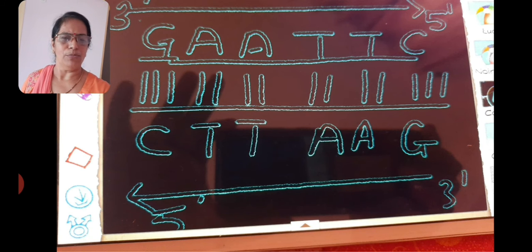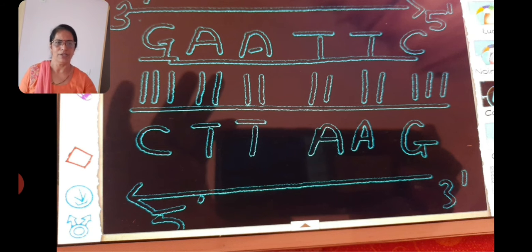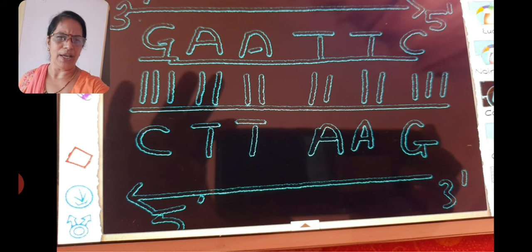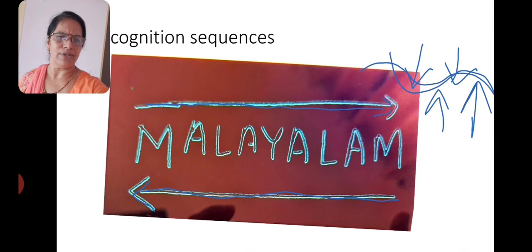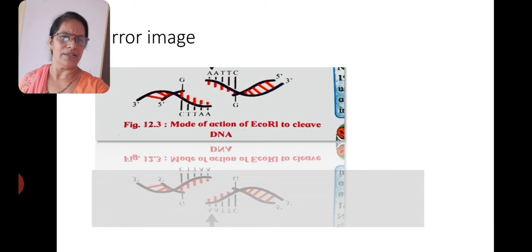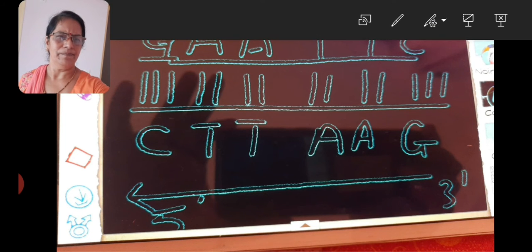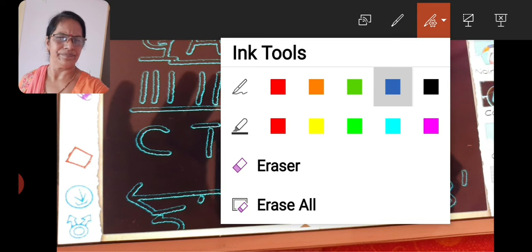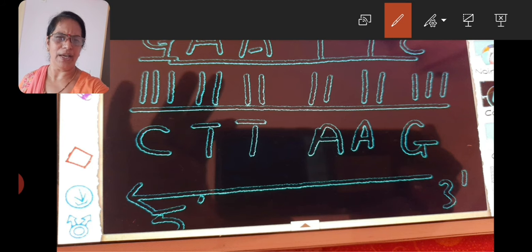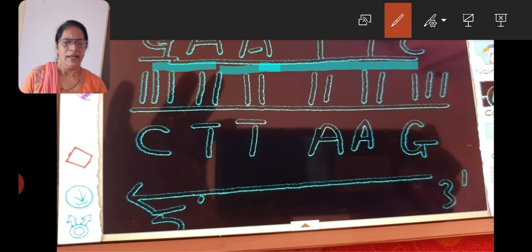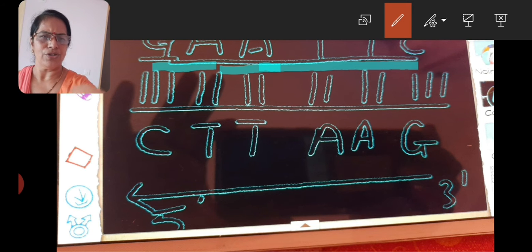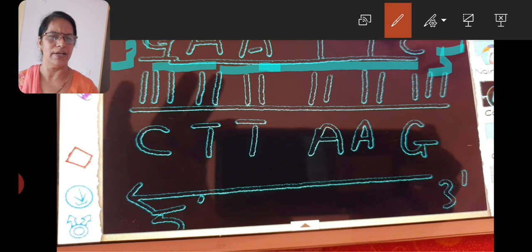So the palindrome or the recognition sequence is, suppose this is the DNA, GAATTC is the sequence of that DNA. This is the sequence from 3' to 5'.